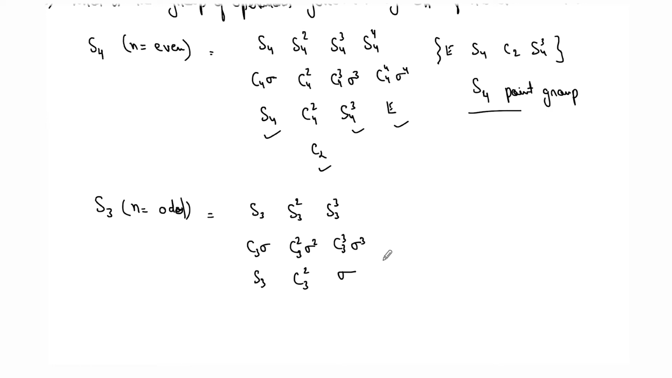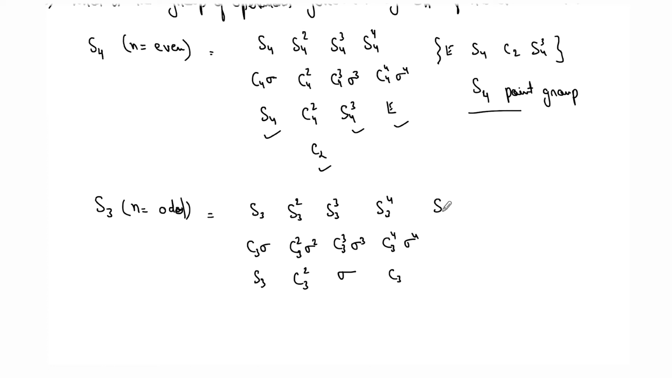And what else do we have? So you still have not got E, so we have to keep going. S3 to the power 4 will be C3 to the power 4 and sigma to the power 4. Now sigma to the power 4 is E and C3 to the power 3 is E, so you are left with 1 C3 operation. So again, we are not getting E.